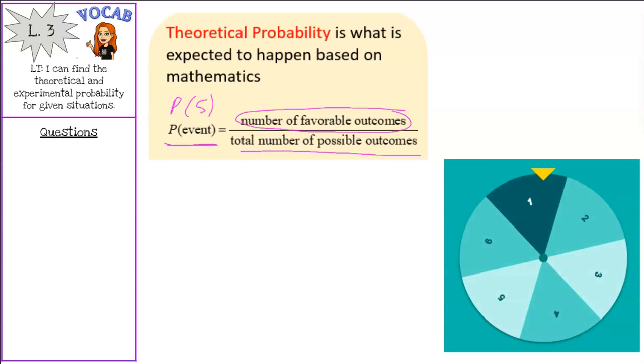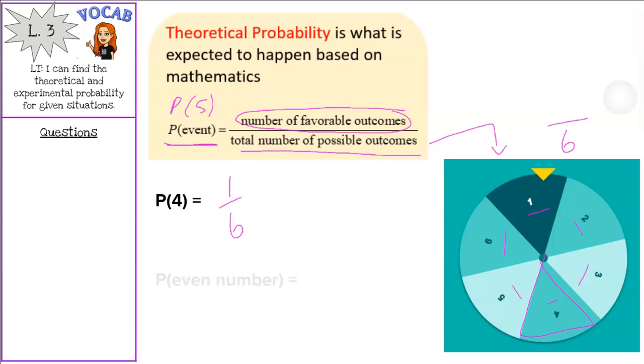We've got a spinner here. The total number of possible outcomes would be the number of spaces that the spinner could land on. We have 6 total spaces. So that bottom number would always be 6, because that's the number of possible outcomes. Then the top number comes from the probability we're looking for. So the first one we have is the probability of 4. So what's the probability of spinning a 4? We only have one space that is a 4, so our probability would be 1 over 6. One favorable outcome over 6 total possible outcomes.